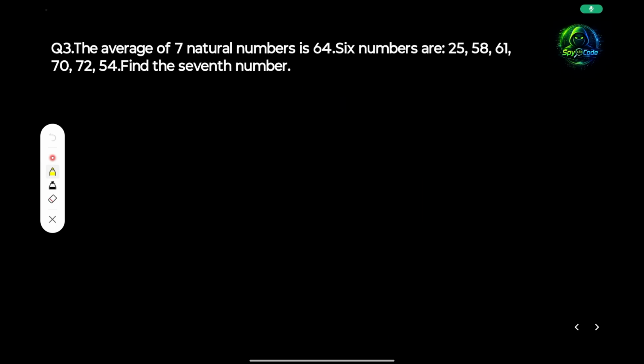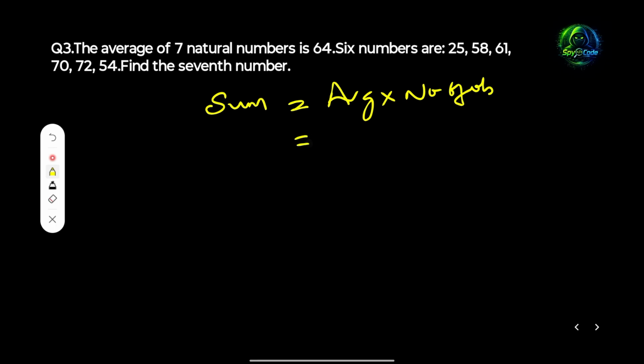Question number 3, the average of 7 natural numbers is 64. 6 numbers are 25, 58, 61, 70, 72 and 54. We need to find the 7th number here. To find the sum of 7 numbers, we take average times the number of observations. Average is 64, number of observations is 7. When we multiply this, we get 448. This is the sum.